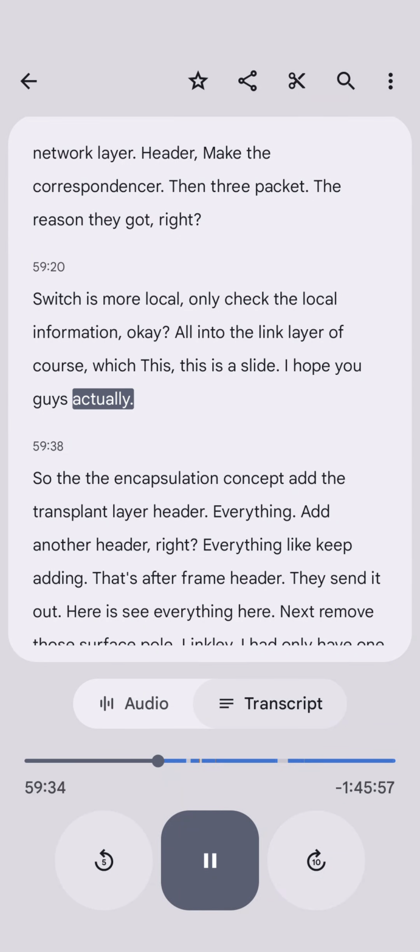Hope you guys actually think it through. Okay, so the encapsulation concept: add the transport layer header, everything, then add another header, right? Everything, right? Keep adding. Let's add the frame header, then send it out. Here you see everything.